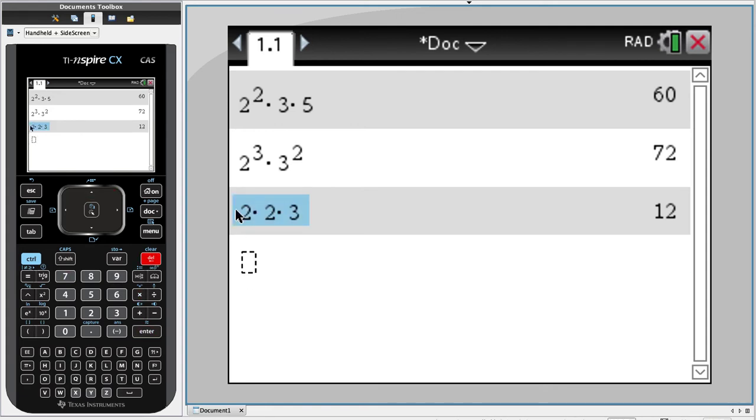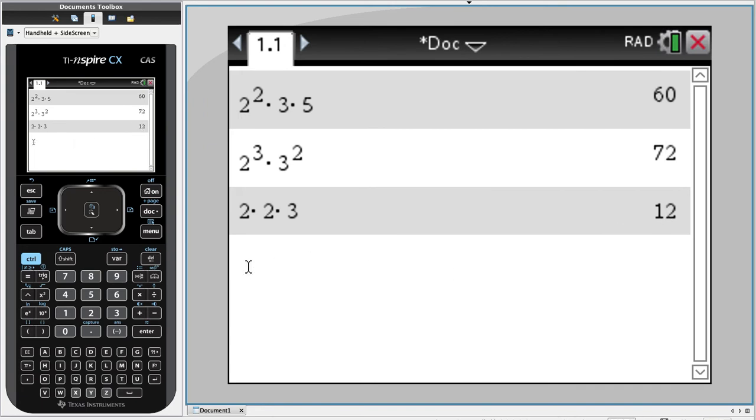So we found that the prime factorization of 60 is 2 squared times 3 times 5, and the prime factorization of 72 is 2 cubed times 3 squared. We also found that they have 2 2's and a 3 in common. This has an extra 3 and an extra 2, whereas this has an extra 5 that this doesn't have. So these are the only factors in common. And when we multiply those together, we get 12.